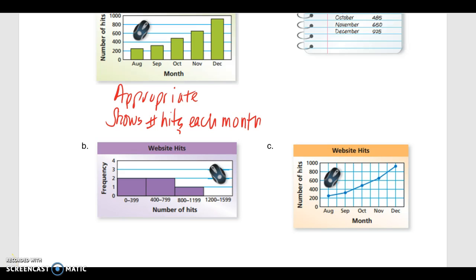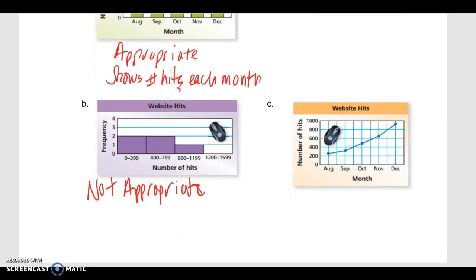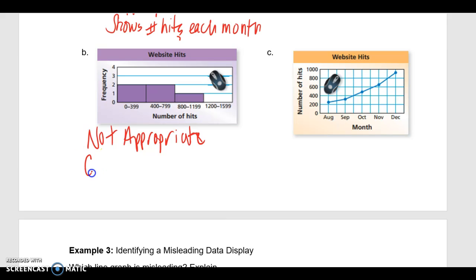Because it does appropriately represent the data and it shows the number of hits each month, this bar graph would be an appropriate representation. In example B, the histogram, even though the intervals are separated into equal parts, I would say this is not an appropriate representation of data, mainly because we're not able to see the number of hits for each month. So even though it does include the data, you can't see the number of hits.